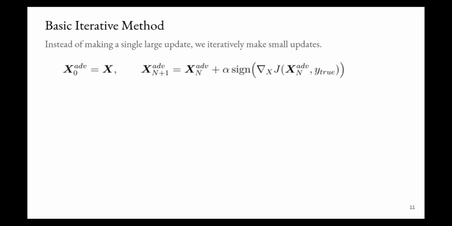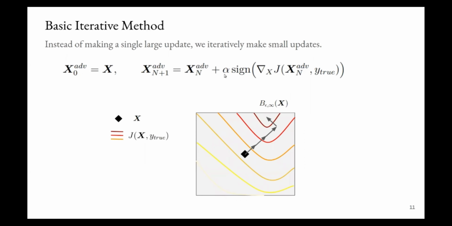Now, the method introduced in the paper is called the basic iterative method and consists of making multiple small steps instead of making one large step in this epsilon ball. Now we start, our adversary is the original image, and then we iteratively update it using, once again, the sign of the gradient, but times a learning rate alpha, which is typically smaller than epsilon. Going back to a 2D example, instead of making one large step, we're going to make multiple smaller steps to end up at the maximum of the loss function. Note here, we do not assume linearity of the loss function.